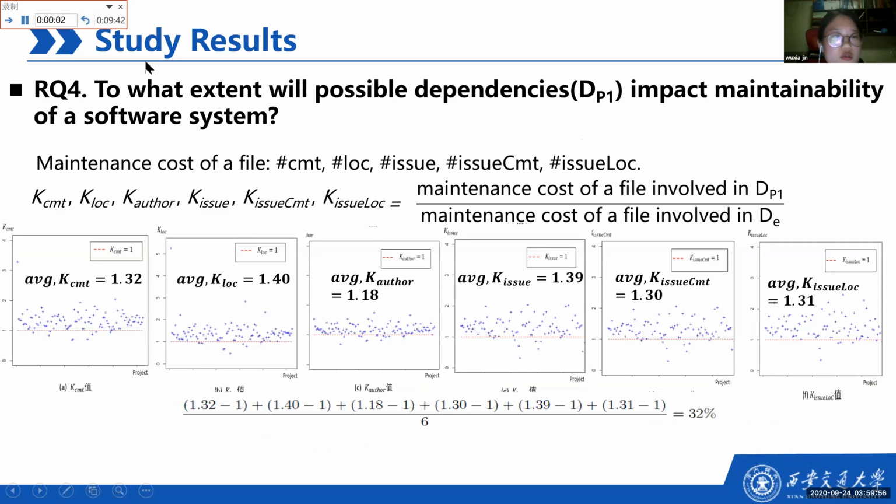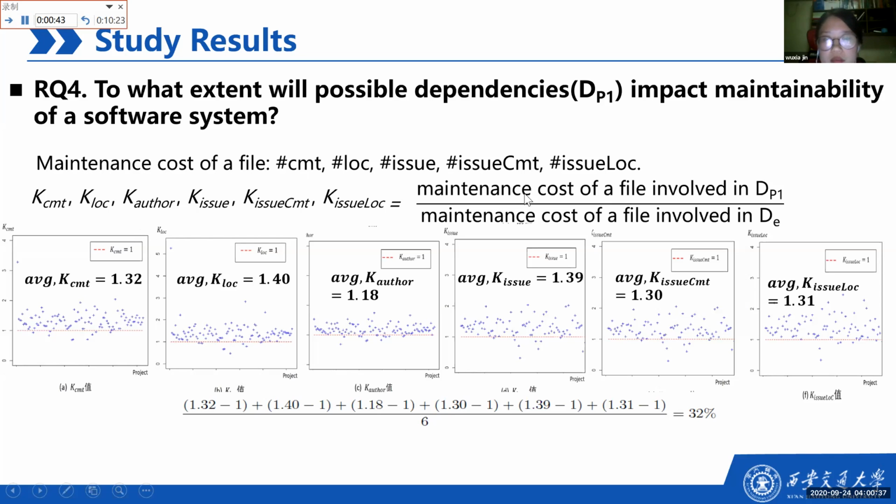And the last research question, to what extent will possible dependencies impact the maintainability of a software system? We measure the maintenance cost of a file from 6 aspects. They are the commit times, the length of the code when changing this code, the issue number, the issue fixing related commit times, and the issue fixing related lines of code. The bigger these values are, the larger the maintenance cost will be.